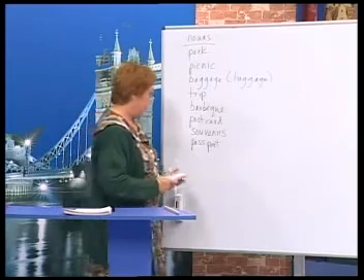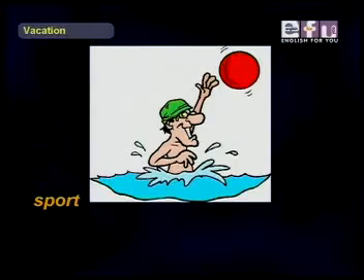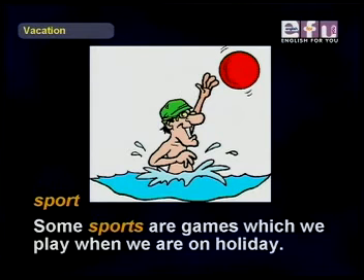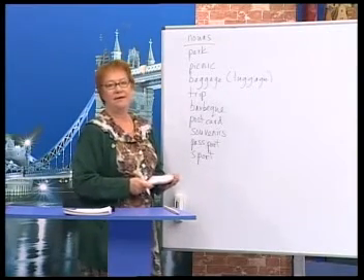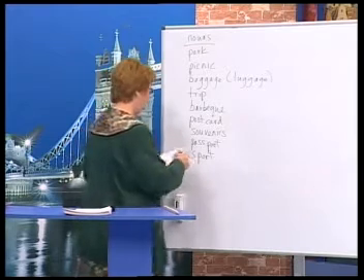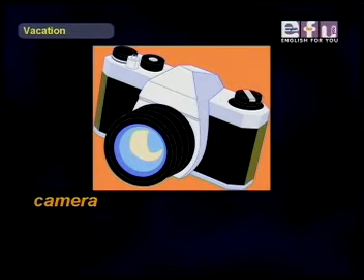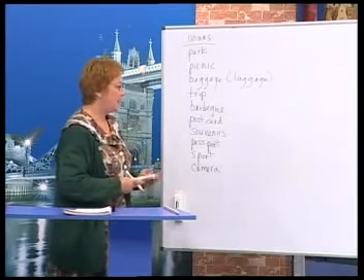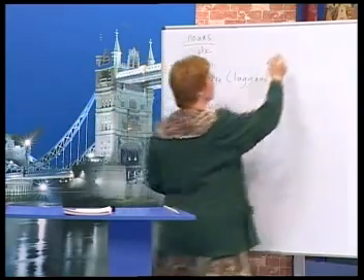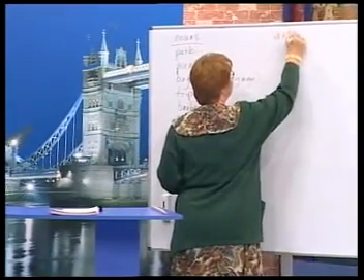All right? Next is sport. We saw this before. Some sports are games which we play when we are on holiday. For example, beach volleyball or water polo. And finally, we have, very important, the camera. A camera is a machine you use to take a photograph. Okay, now let's look at some verbs that we can use.